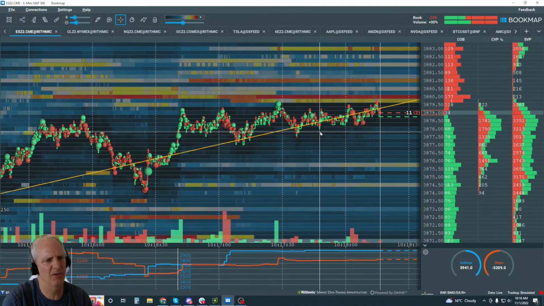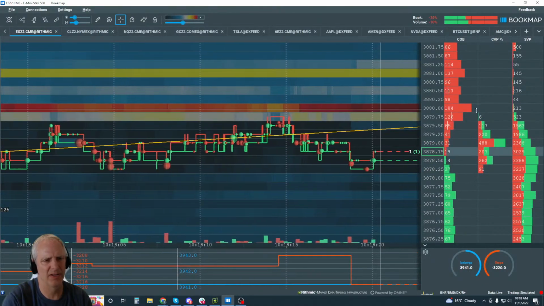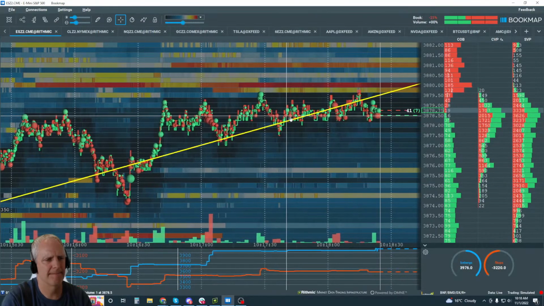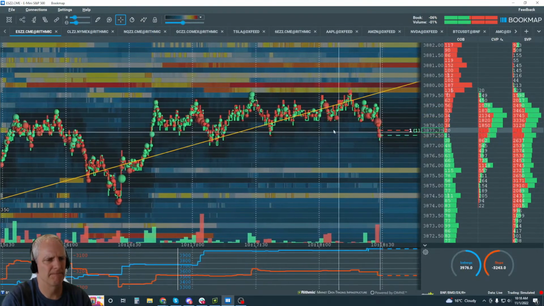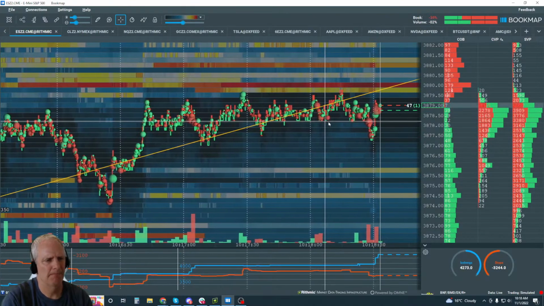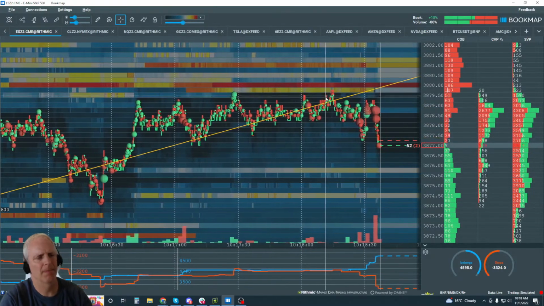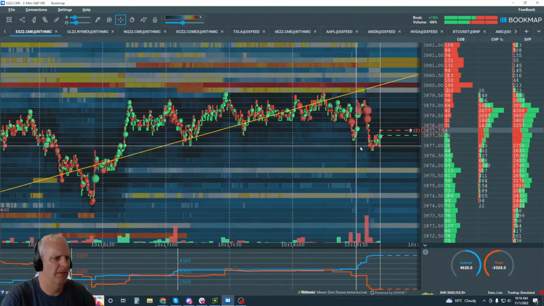Okay, there we go. Nothing traded there. 6 contracts traded there. Not enough. Okay, so there you go. Stopped out at 77.